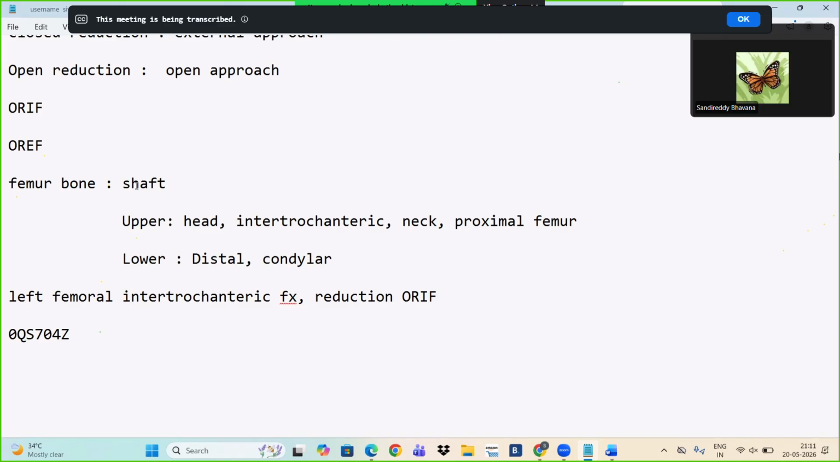If you noted, let's do the procedure: left femoral intertrochanteric fracture, open reduction, internal fixation device. Left femoral intertrochanteric fracture, open reduction, internal fixation.